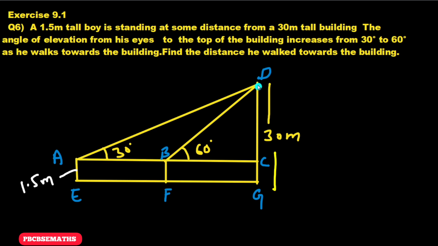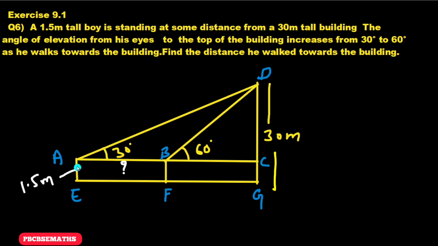When he watches the top of that building from point B, the angle of elevation is found to be 60 degrees from his eyes. Then we need to find the distance that boy walked, that is, the value of AB. The length of AE is the height of that boy.